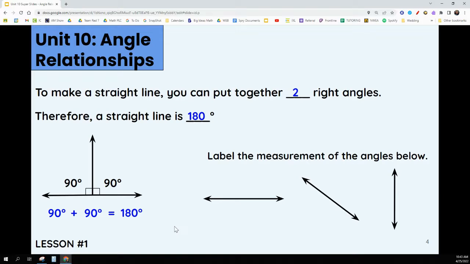So let's label the measurement of the angles below. That's a straight line. A straight line has a measurement of 180 degrees. And even though it's rotated, the next line has a measurement of 180 degrees. And the next line has a measurement of 180 degrees.